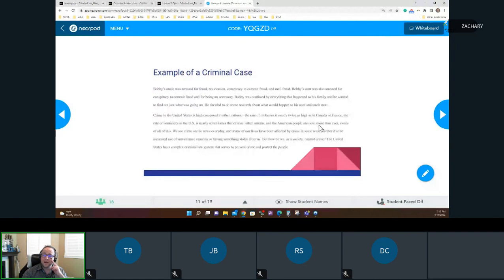And the American people are now more than ever aware of all of this. We see crime on the news every day, and many of our lives have been affected by crime in some way, whether it's the increase in the use of surveillance cameras or the use of something stolen from us. But how do we, as a society, control crime? The United States has a complex legal system that serves to prevent and protect people.